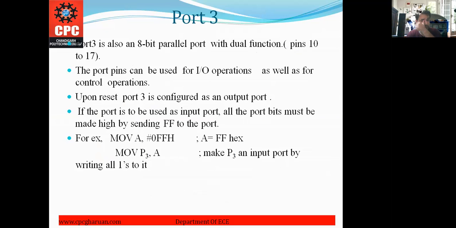Next is port 3. It also performs dual function. Port 3 is also an 8-bit parallel port with dual function, pins 10 to 17. The port pins can be used for input-output operation as well as for control operation. Upon reset, port 3 is configured as an output port. For the port to be used as an input port, all the port bits must be made high by sending FF to the same port.